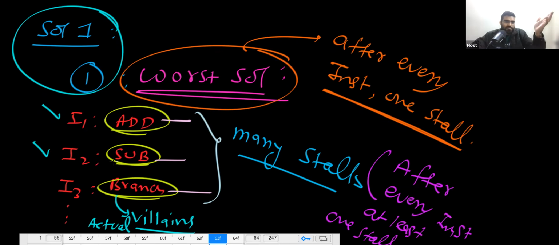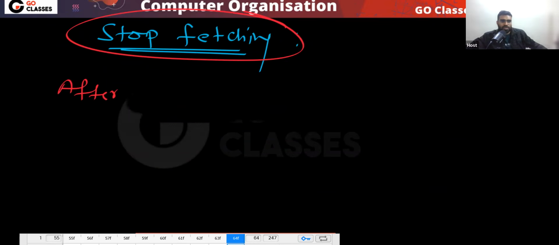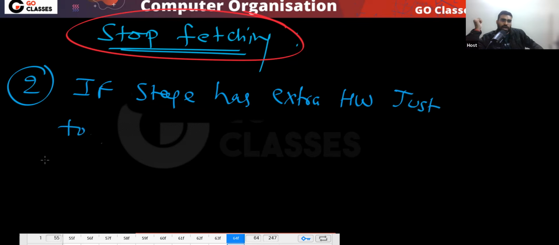Can you give me some suggestion? The suggestion is, if you can know whether someone is good or not, yes or no? So the better solution is the second version of solution one, part two of stop fetching. Somehow, in the IF stage, you add extra logic, extra hardware, just to find out branch or non-branch.